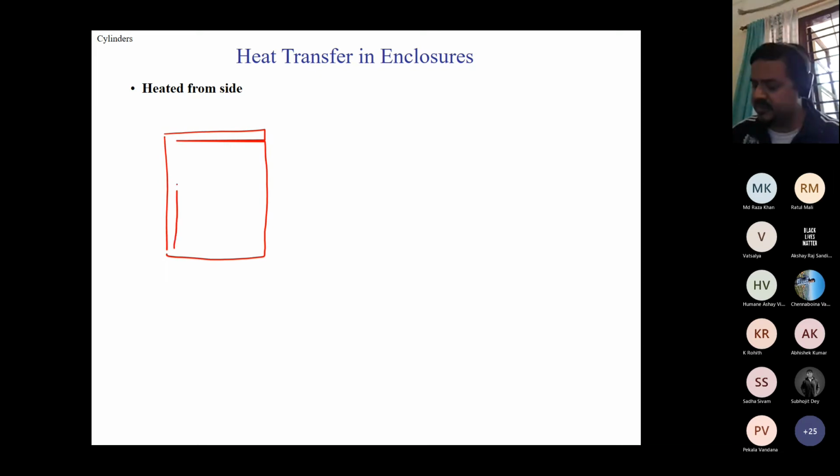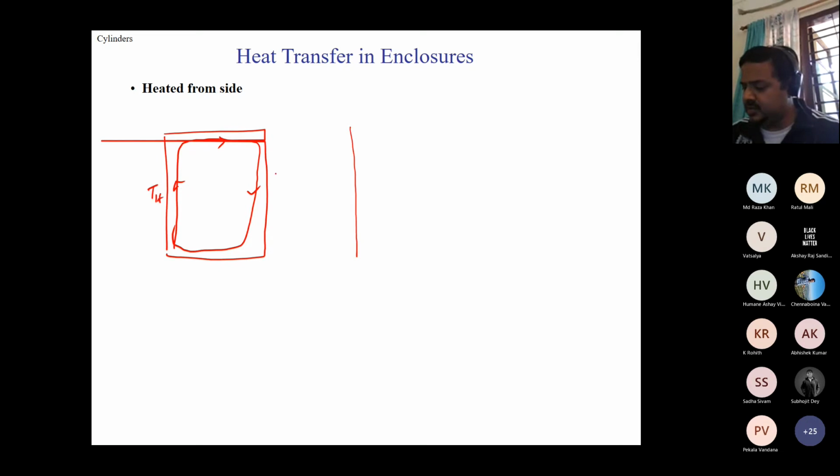Heated from the side, there goes natural circulation. This is T hot. This is T cold. It is going to depend on the aspect ratio.